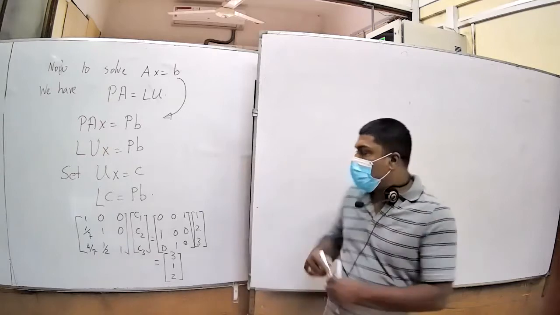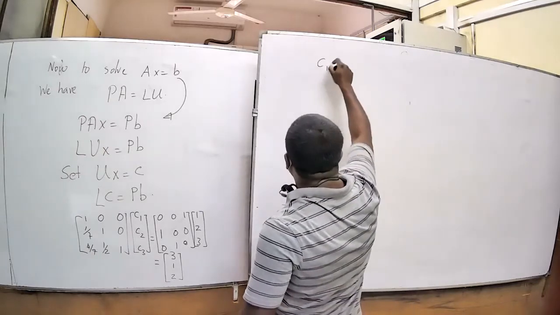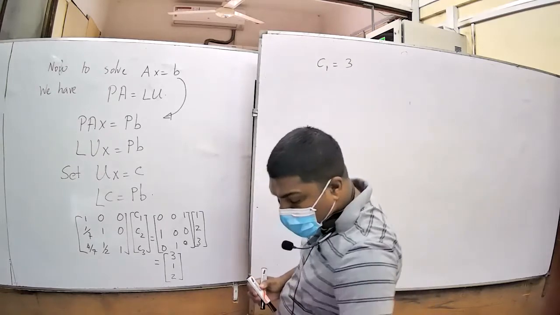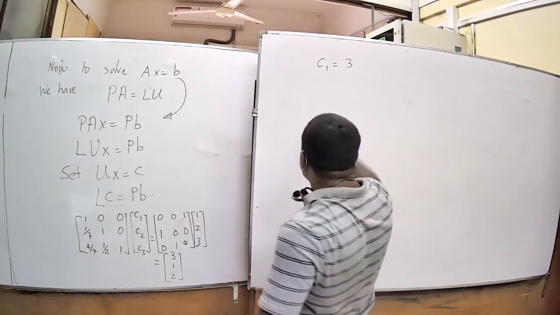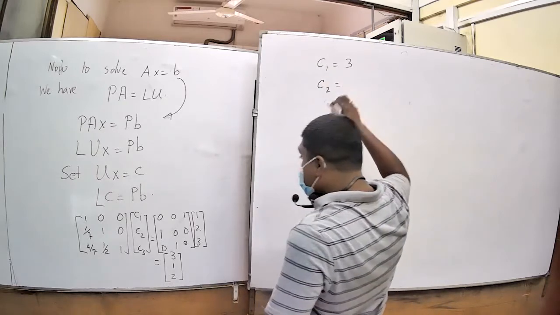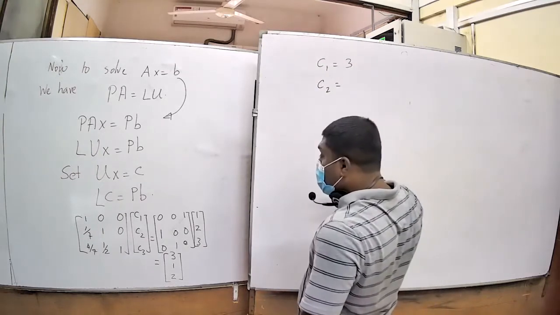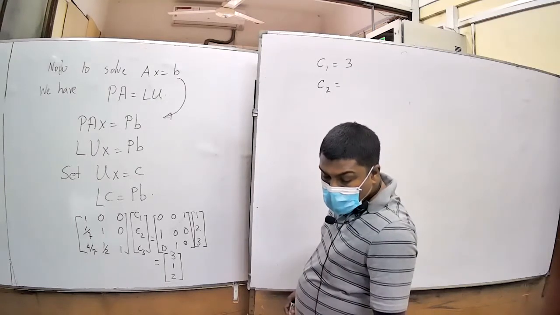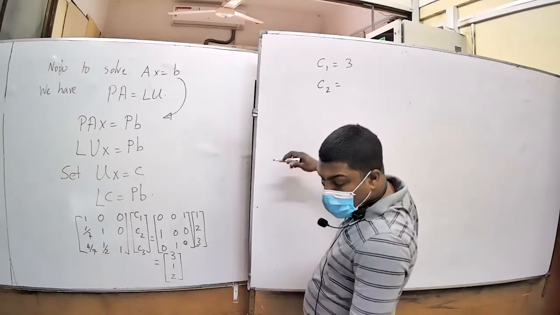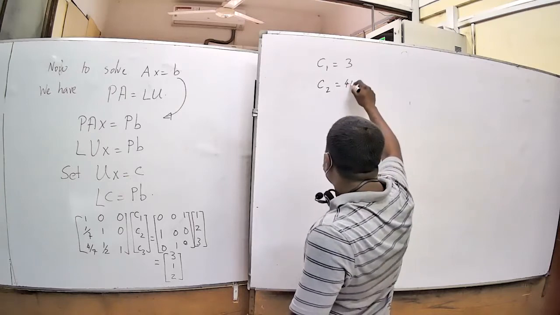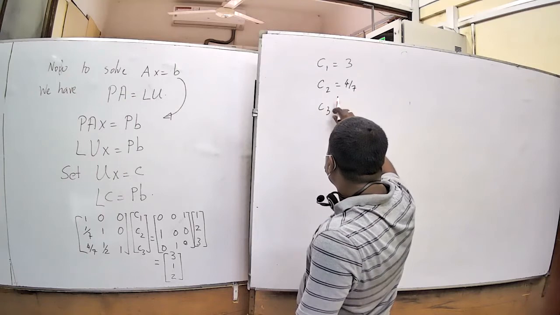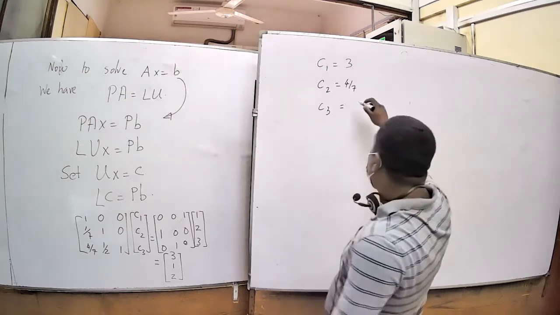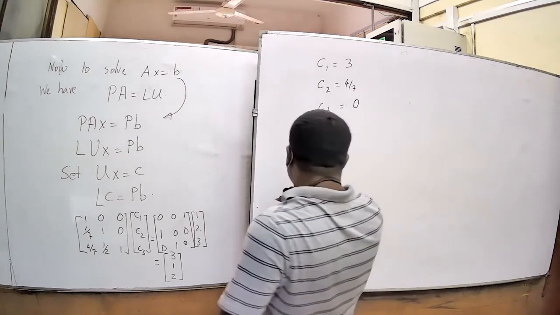Okay, so this gives C1 is equal to 3, right? So C2 is equal to what? 1 upon 7 minus 2 minus 1 upon 7, right? So 3 upon 7. So that turned out to be 4 upon 7, and C3 is equal to, you can simplify and you will get 0. And then you can write the upper triangular system.